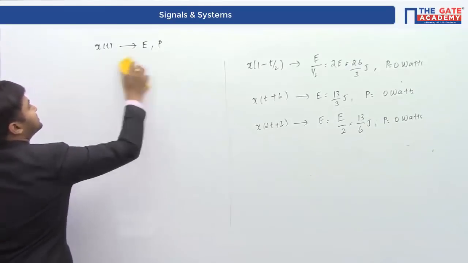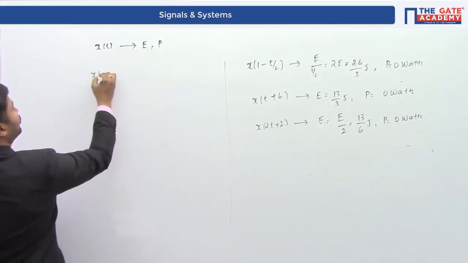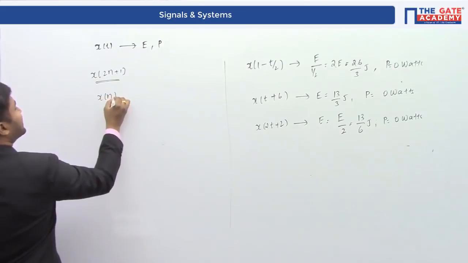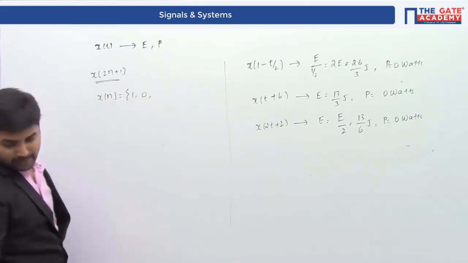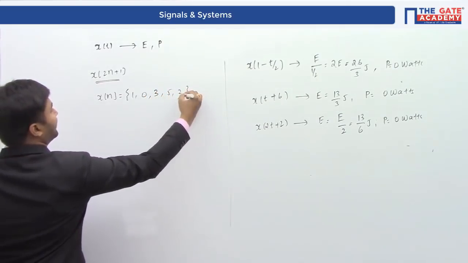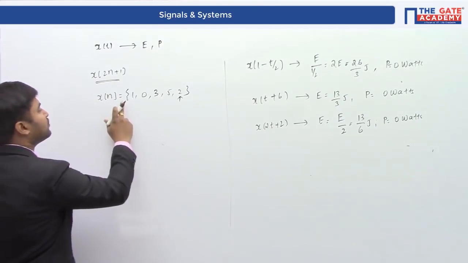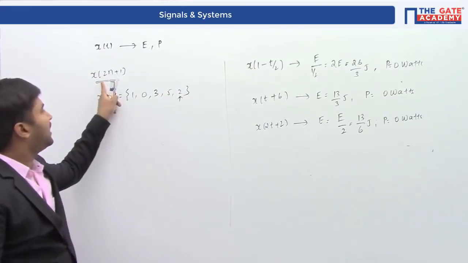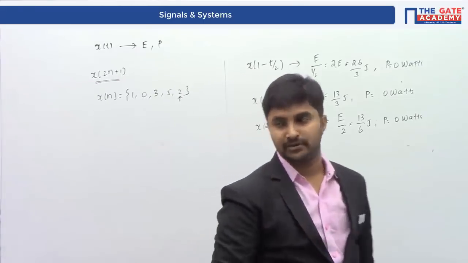Now coming to the last part of the signal. What is the last part? It's a discrete time signal. x of 2n plus 1 is what we have to find, where x of n is given to be 1, 0, 3, 5, 2, with an arrow at the 2. We have to find the energy and power of x of 2n plus 1.